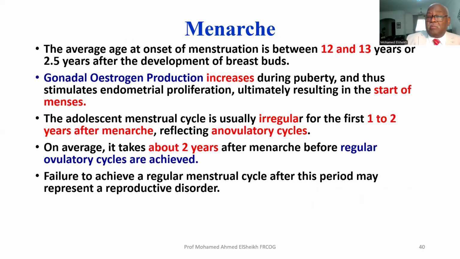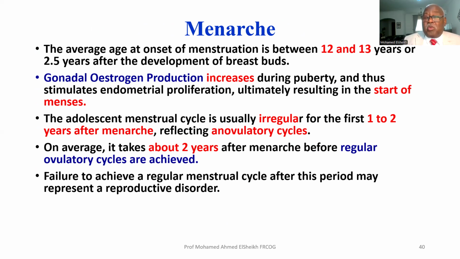So we go into menarche. That is the first menstrual cycle. Average age of menstruation is between 12 and 13 years of age, and it's usually 2.5 years after the development of the breast buds. In the first part of our talk, we talked about the development of the breasts. Initially, there is a spurt of growth at puberty, followed by breast development, followed by pubic and axillary hair development, followed by menstruation. So from the start of the development of the breast buds till the first menstrual cycle is about 2.5 years.